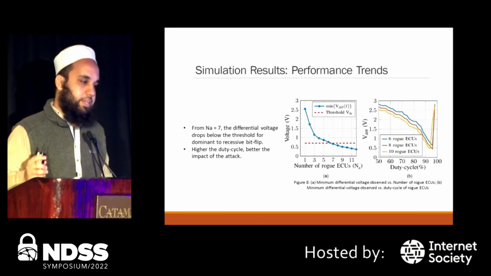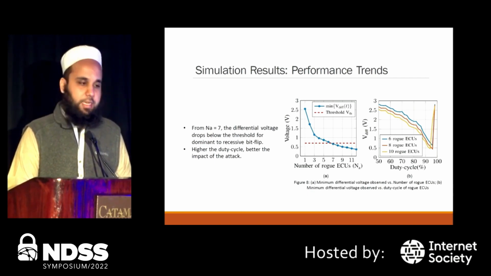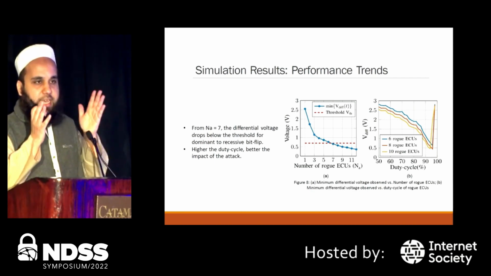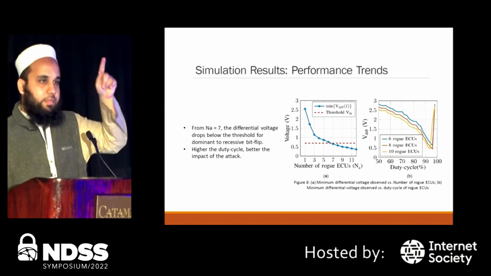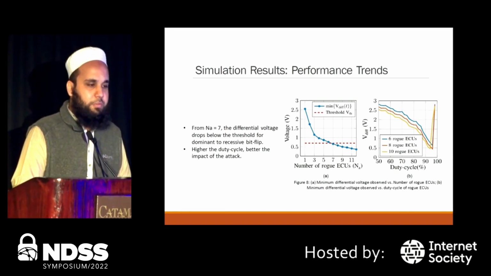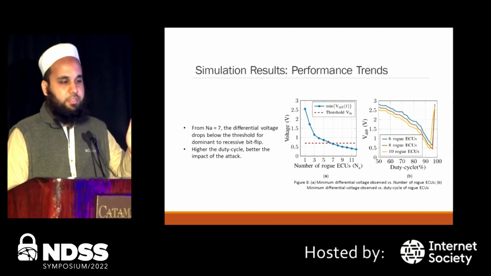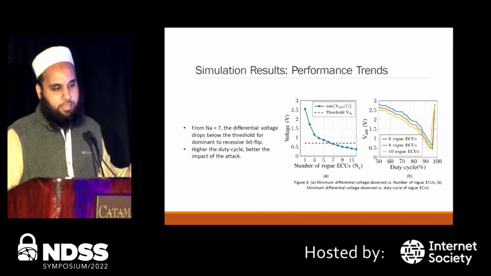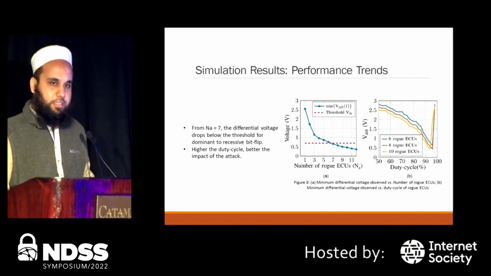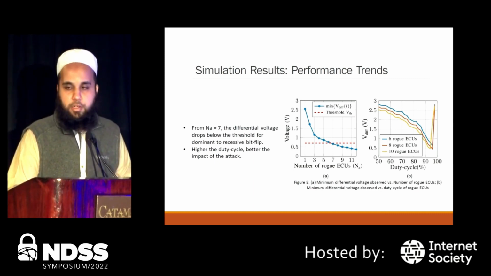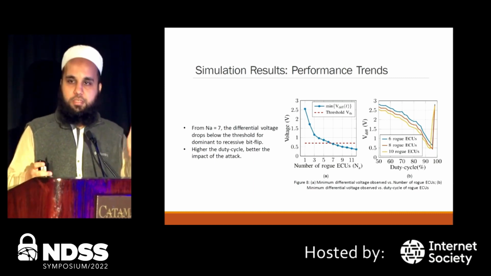And in Figure 8b, we see that the higher the duty cycle, the narrower the dominant to recessive switch is for the rogue ECU, and the better it is for the attack. But after a certain duty cycle, for example, after 95%, we don't see an effect. It's possible because the hardware transceiver is not able to register such a quick transition.